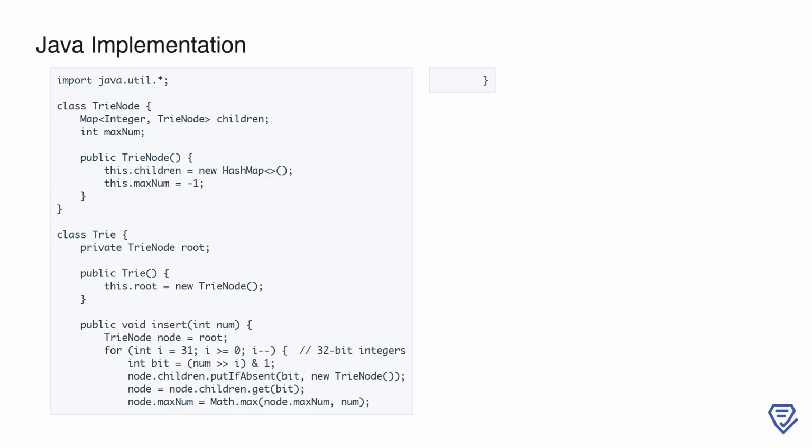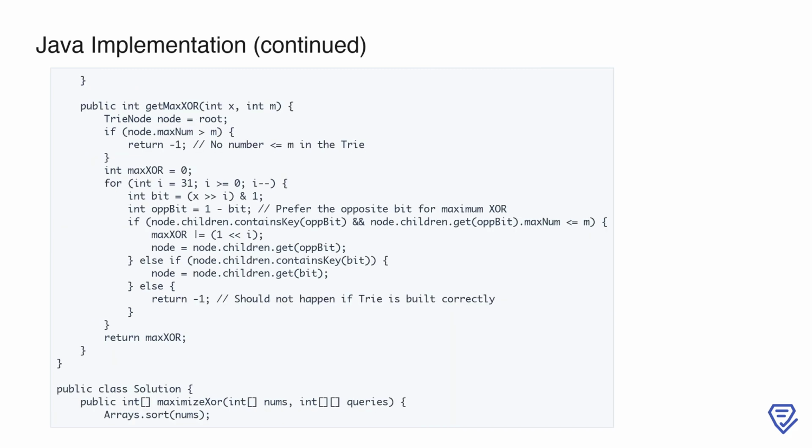As we traverse the tree, we also update max number to ensure it always reflects the largest number seen at that node. This structure is critical for efficiently finding the maximum XOR later. The getMaxXOR method is where the magic of querying the tree happens. This method takes two inputs, x, the number for which we want to find the maximum XOR, and m, the upper limit for the numbers we can consider.